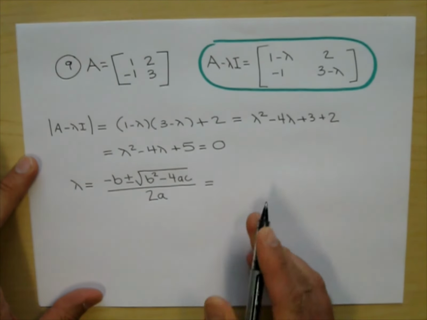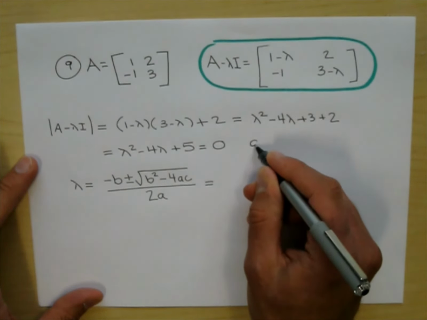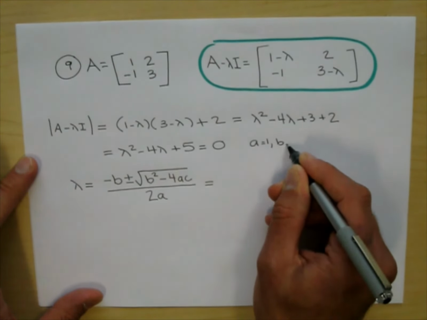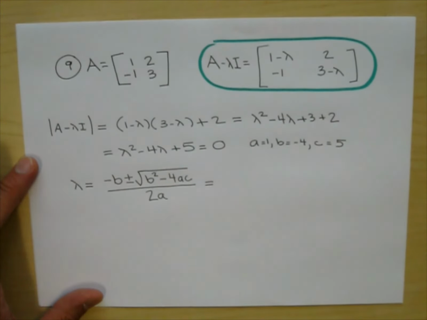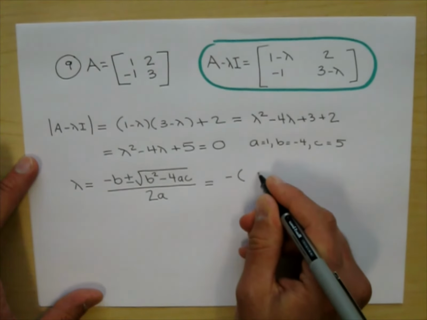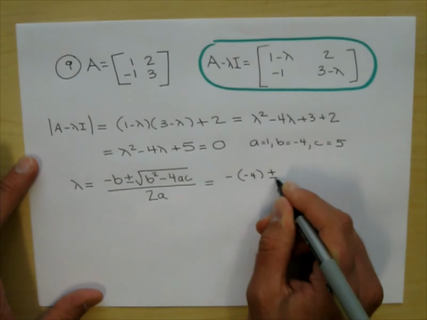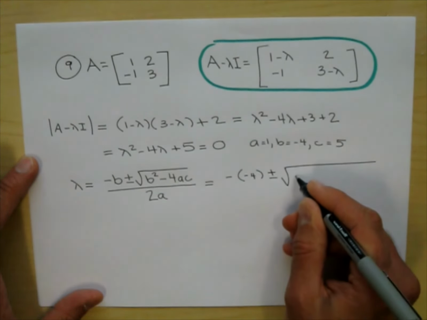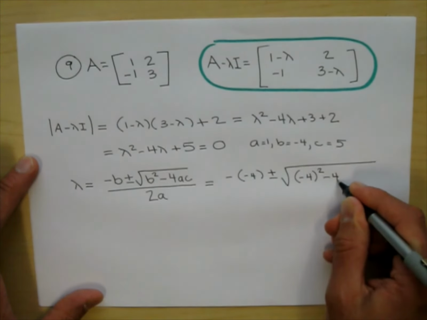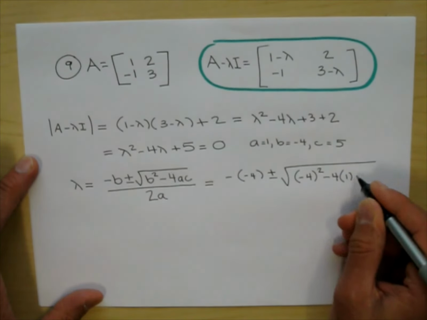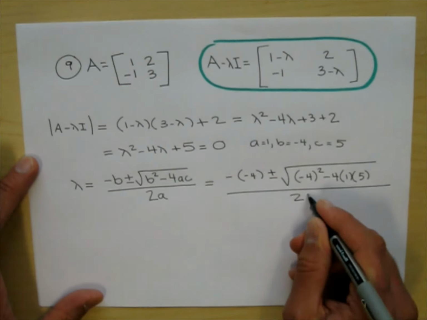So let's go ahead and plug these things into the quadratic formula. Plug what things? Well, A is 1, B is negative 4, and C is 5. So everywhere there's a letter, I'll put a parenthesis. So negative B plus or minus the square root of B squared, so negative 4 quantity squared, minus 4 times A times C, all over 2 times A.